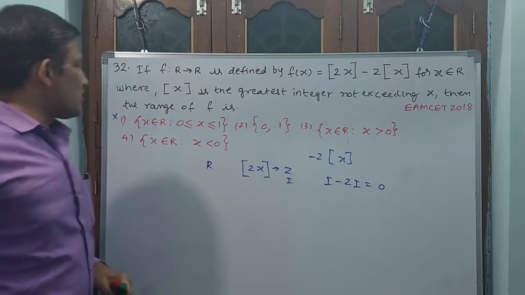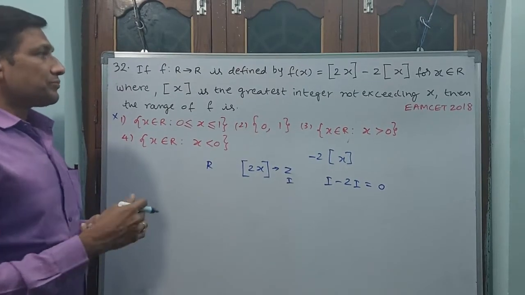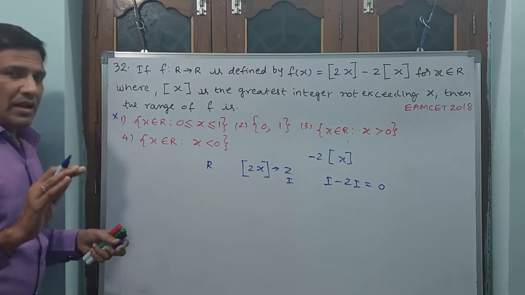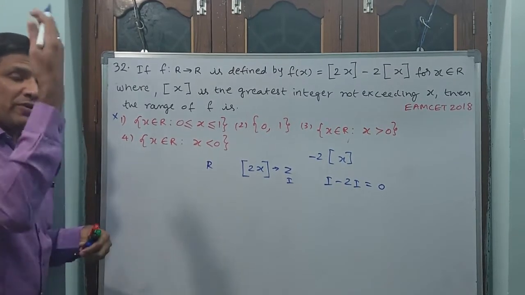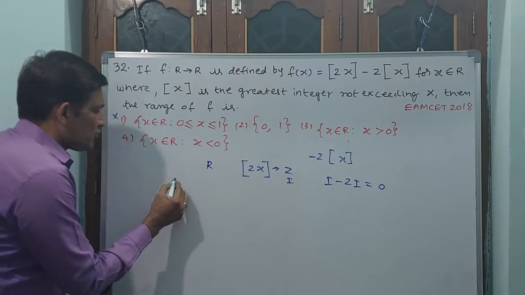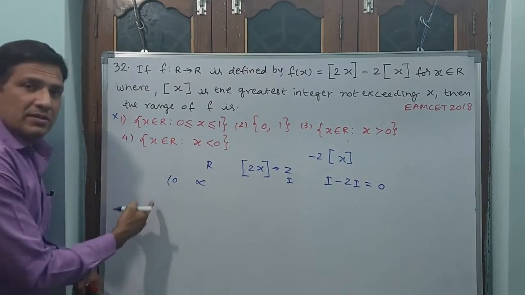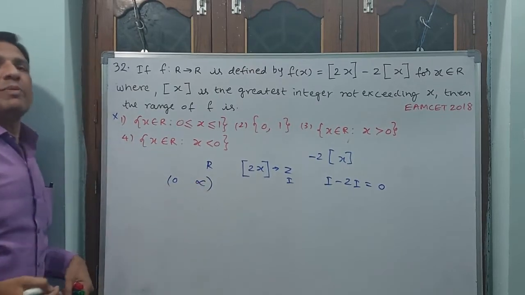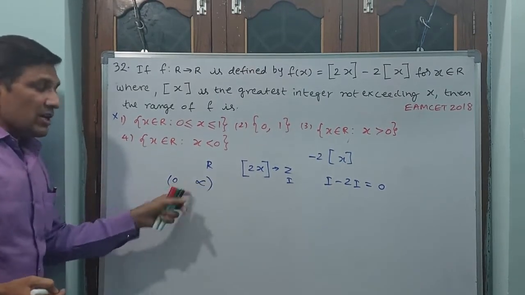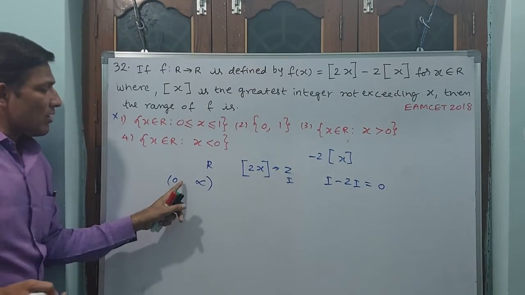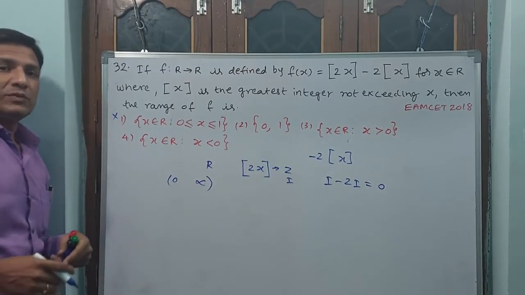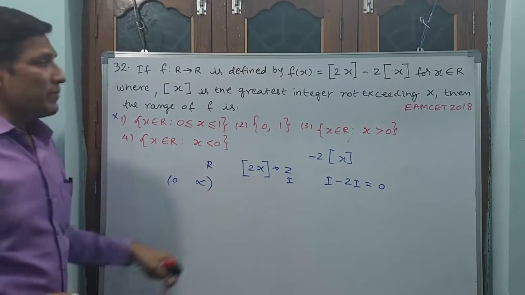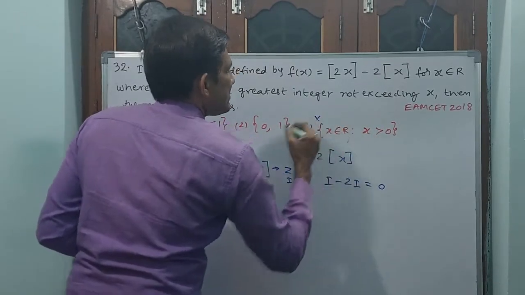X is greater than 0, they are asking. Greater than 0 means 0 to infinity, but 0 is an open interval because equal to is not there, and infinity is also always open. But here also, rather than integers, all numbers will come, fractional parts will come. Do they allow fractional parts? No. That means this is also not correct.